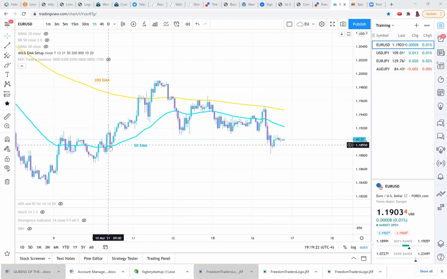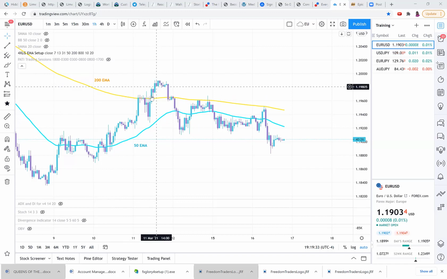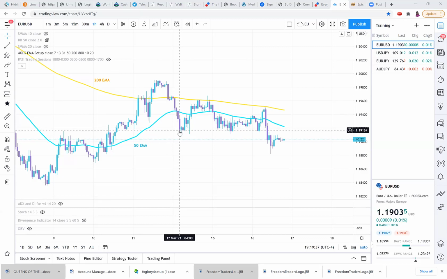So if you notice here, this TradingView says this was at 9 a.m. We had a slight uptrend. We broke away from the 50. Price moved up to just above the 200 before it came back down. Okay.